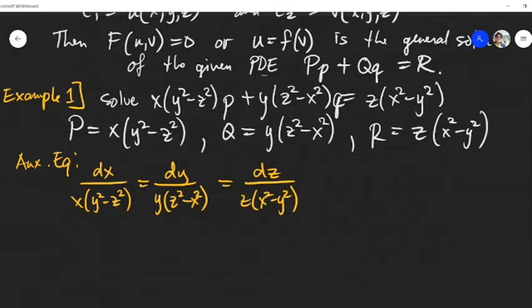So how do we choose our multipliers? That is by looking at the denominators. So how can we make it equal to 0?